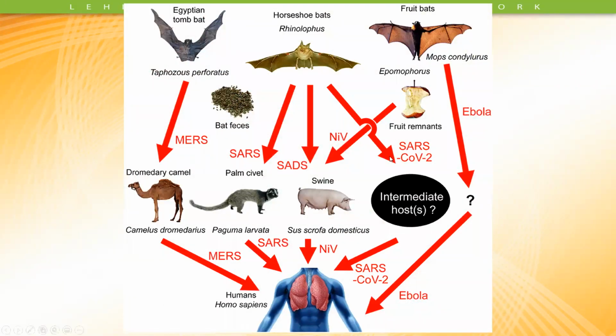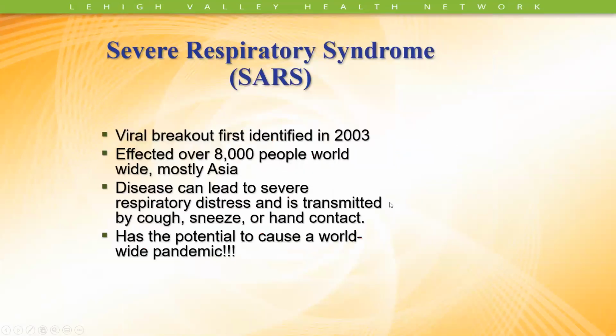And over the years, you look at MERS, which seemed to go from bat to camel. SARS went from the civet cat to a swine to a human, and I believe it was a bat to an intermediate host. SARS was a precursor for respiratory syndrome, so this was the first COVID we had. As I said, it had the potential to cause a worldwide pandemic, but again, it didn't really manifest. The majority of the transmission and cases stayed in Asia.